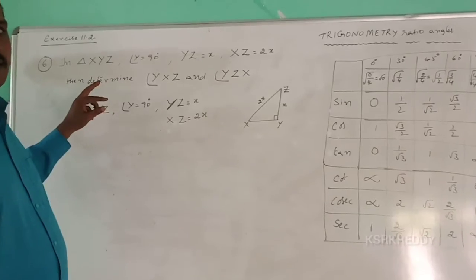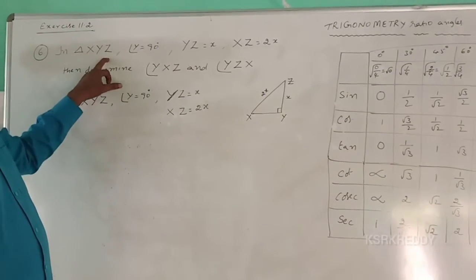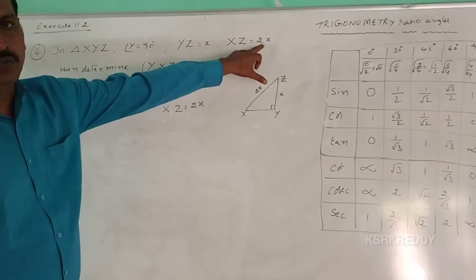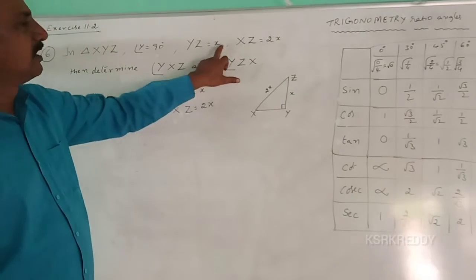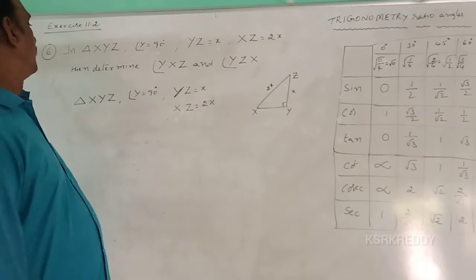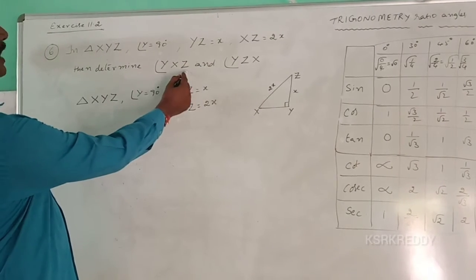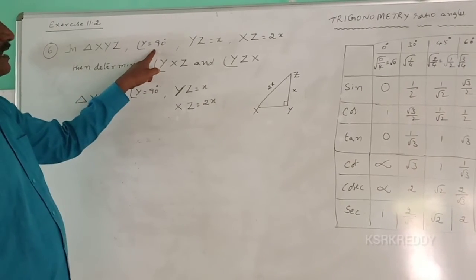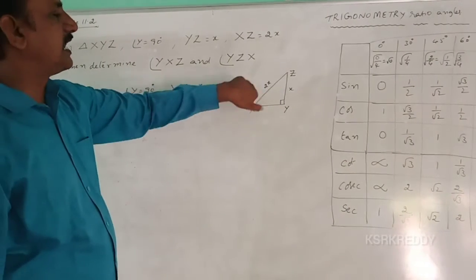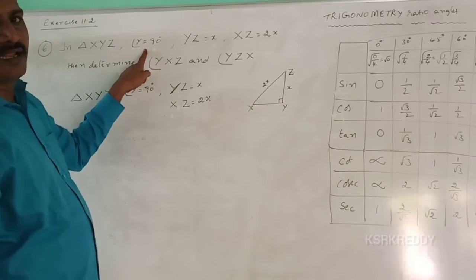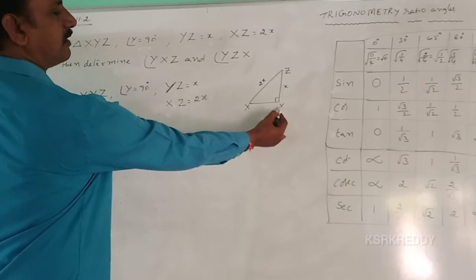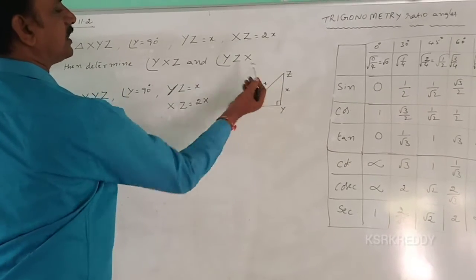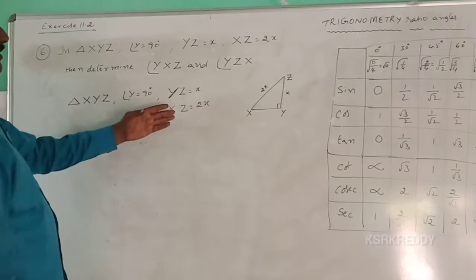Okay. Next one, triangle XYZ. Angle Y equal to 90, YZ equal to x, XZ is equal to 2x. Then determine angle YXZ and angle YZX. Which type of triangle is it? Right angle triangle. So draw the right triangle XYZ, where the right angle Y equal to 90 degrees, YZ equal to x, XZ equal to 2x. These are the given values.